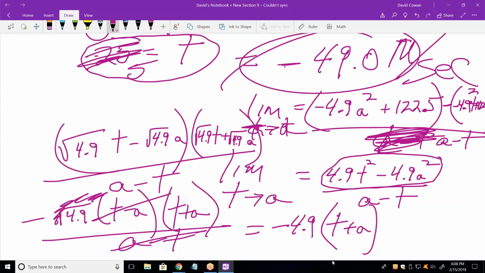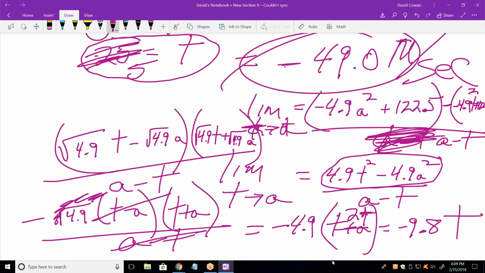Now, why is it not the exact thing? As t goes to a, then this goes to 2t or 2a. In other words, t plus a, as t goes to a, goes to t. So you really have minus 9.8t.